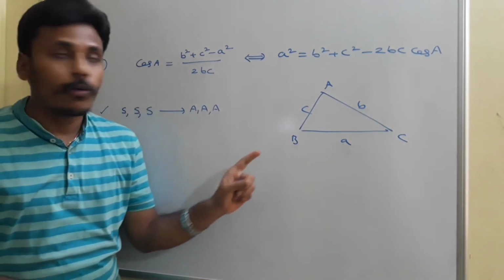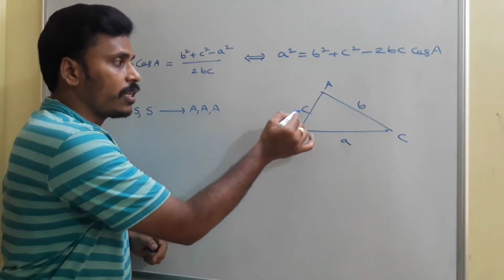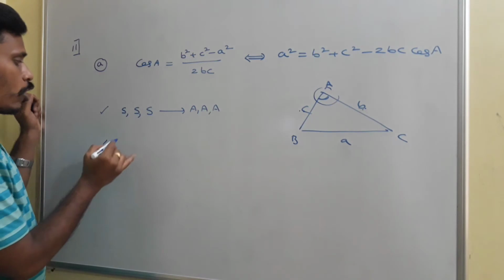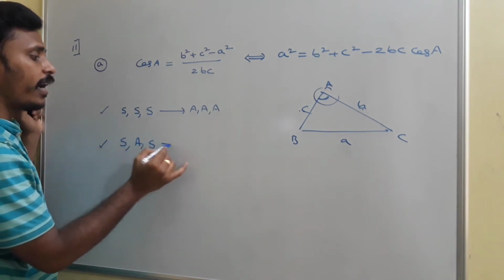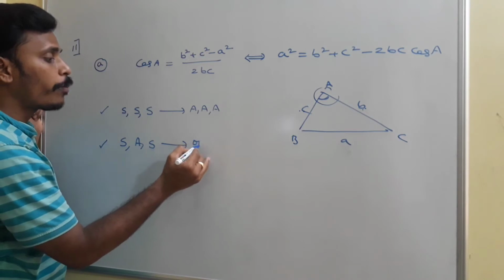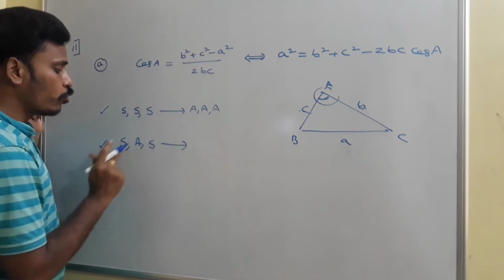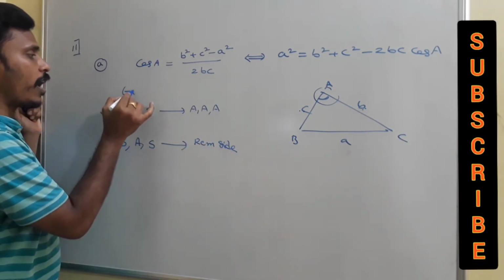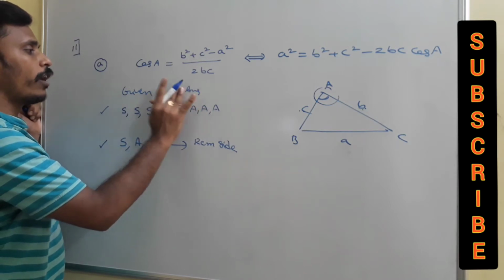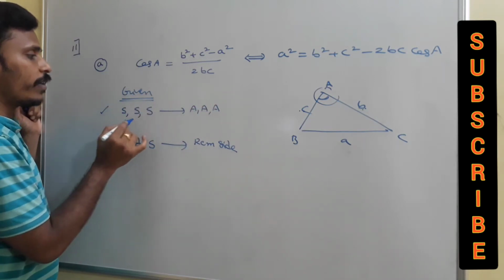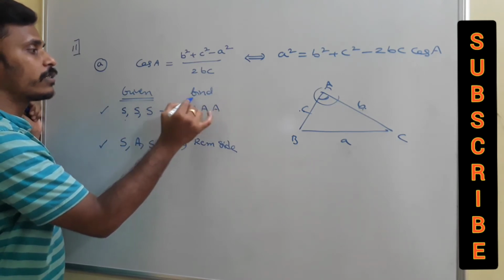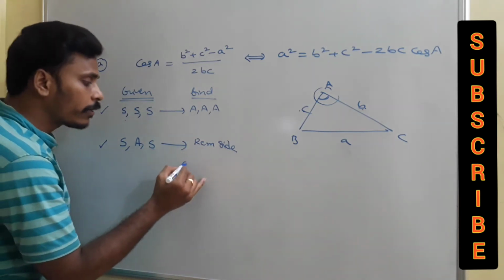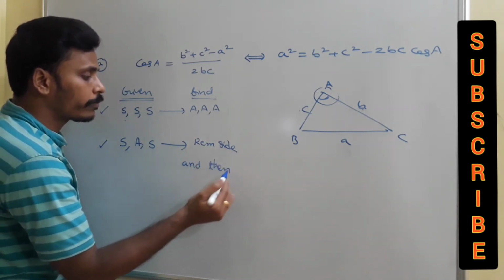So for this, what do we have? b, c and angle A. This is c, this is b and this is angle A. Side and the included angle. So if I have side, angle and side, then there is a chance to find the opposite side, or otherwise the remaining side. Two sides are given, then we can find the remaining side. If they are given like this, then we can find these, okay? If three sides are given, we will find three angles. If two sides and the included angle are given, then we will find the remaining side and then the remaining angles also, okay.